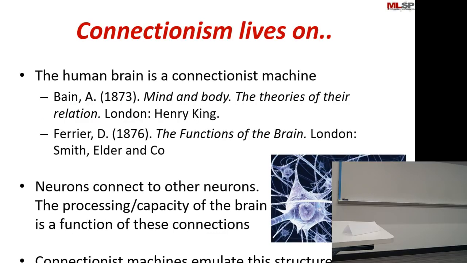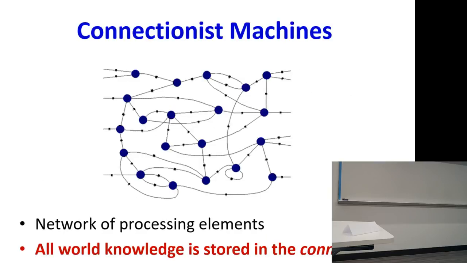So his theory of connectionism, which says that the information lies in the connections, lives on. Neurons connect to other neurons, and the processing capacity of the brain is a function of the connections. So this is the connectionist theory. And modern connectionist machines actually emulate the structure of the brain.